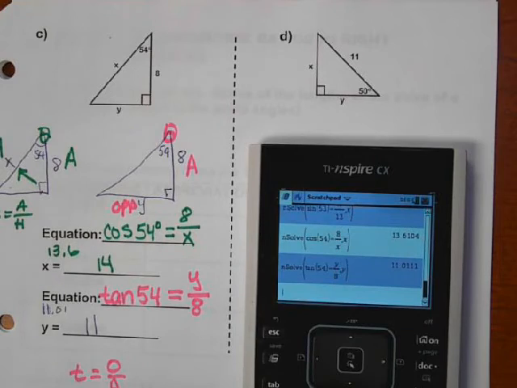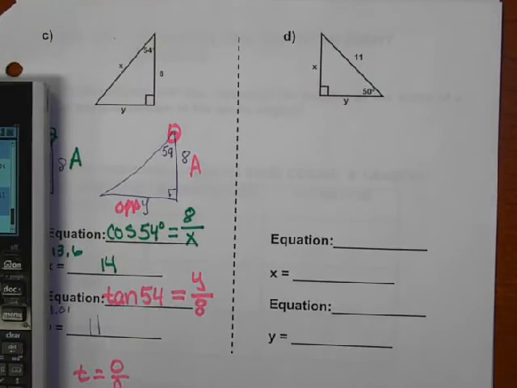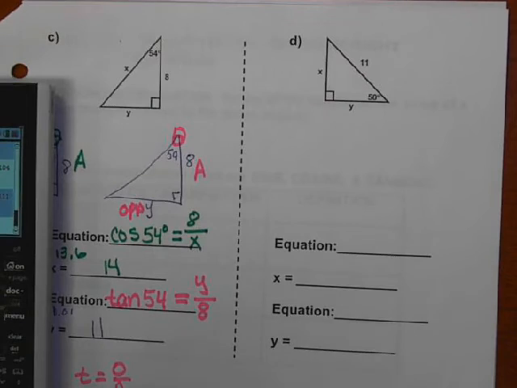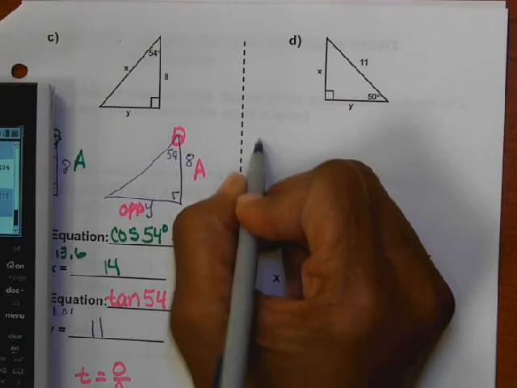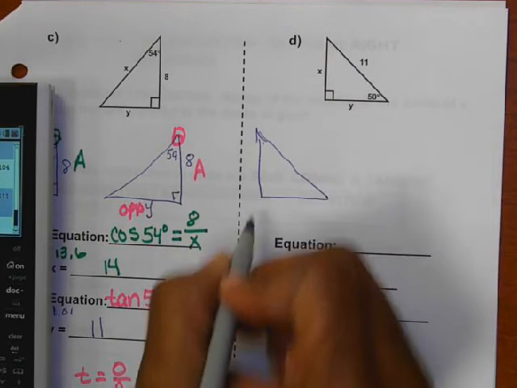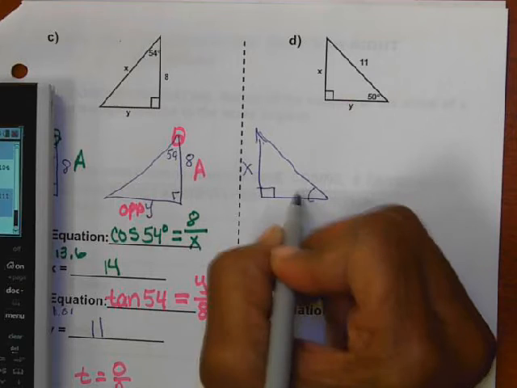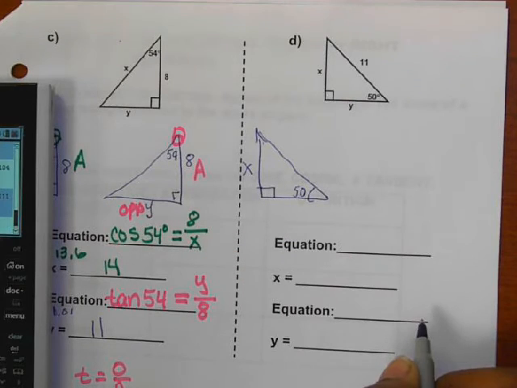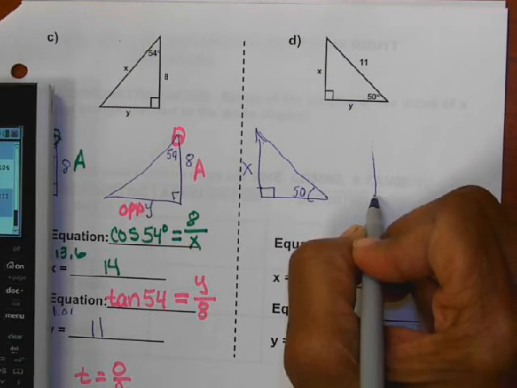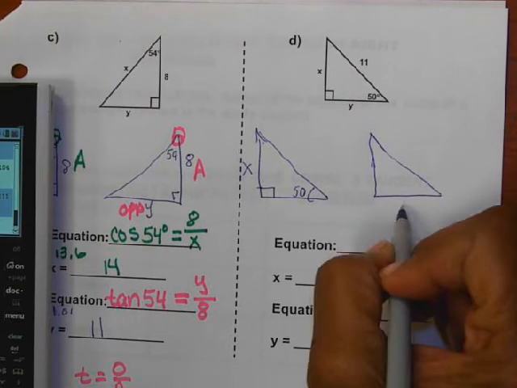On example 4D, I'm just going to get you started. You can come check with me to make sure that it is correct. Draw two separate triangles, one with only the X and the other with only the Y. Pen's running out of ink.